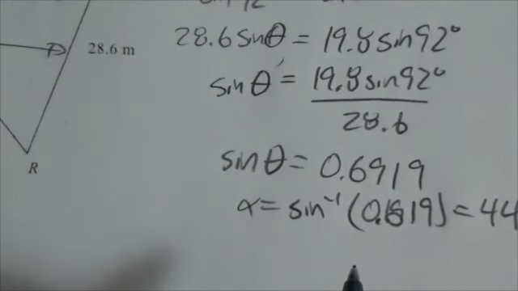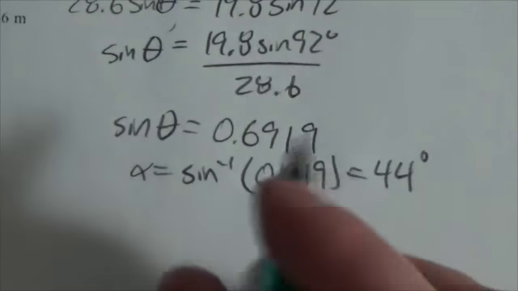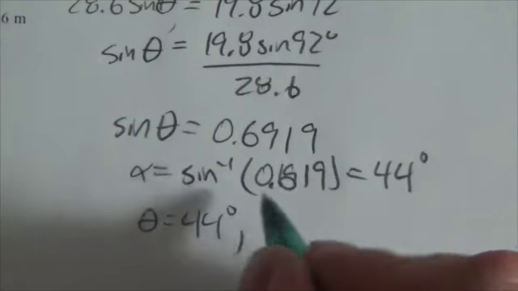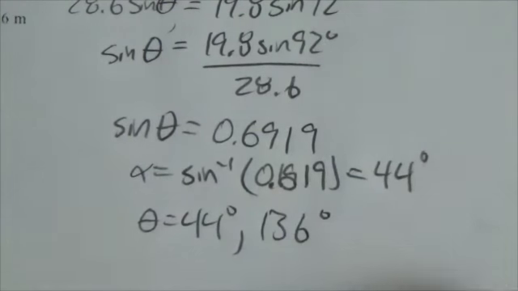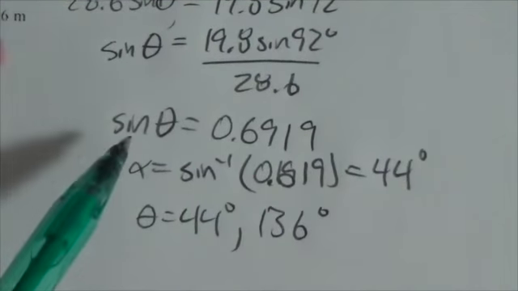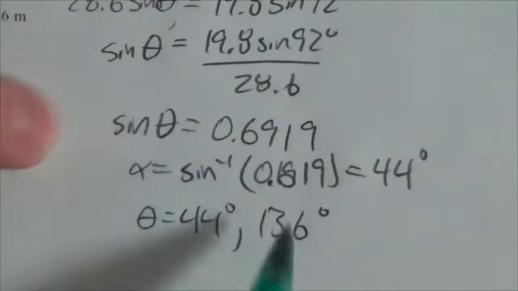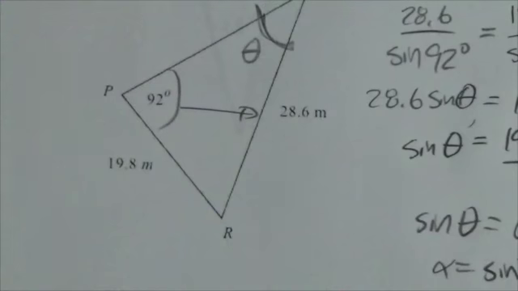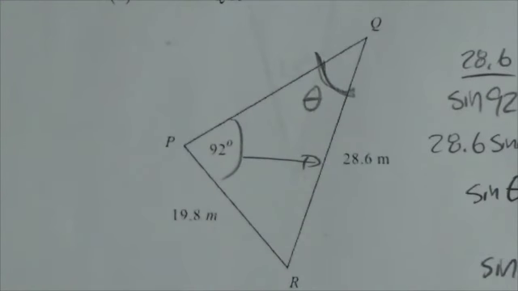So I take my inverse sine of that answer there, and I'm going to get an angle of 44 degrees. Now, theta could be 44 degrees, or it could be 136 degrees. Because when we get the equation down to this form here, I don't know whether that's the angle that's intended or this is the angle. But we can figure that out just by looking at the triangle here.